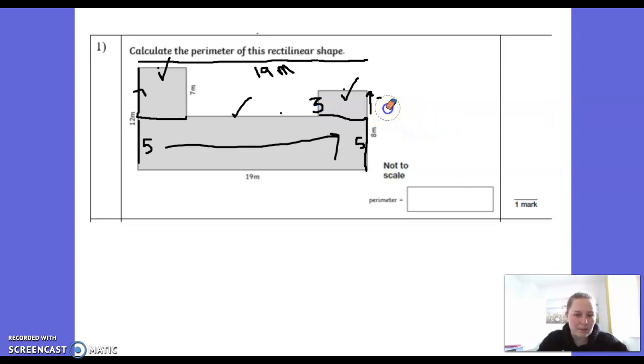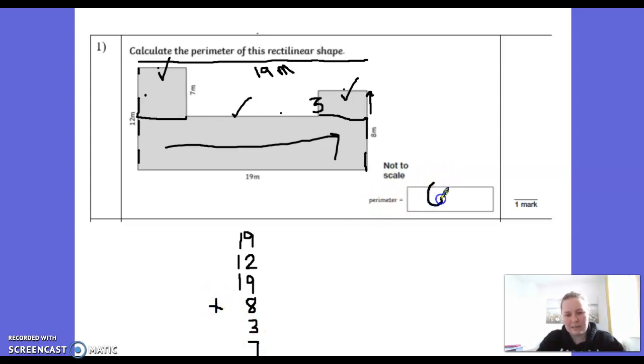So then if we get rid of these because we don't need them for the perimeter measurement. Now I'm in a place where I can just add up the numbers. So I've got 19, 12, 19, 8, 3, and 7. So those should have been the numbers that you added all up together, and you should have got the answer 68. And our units are meters.